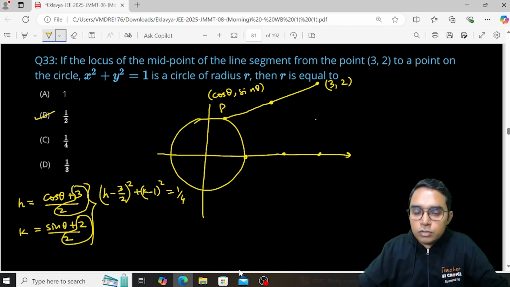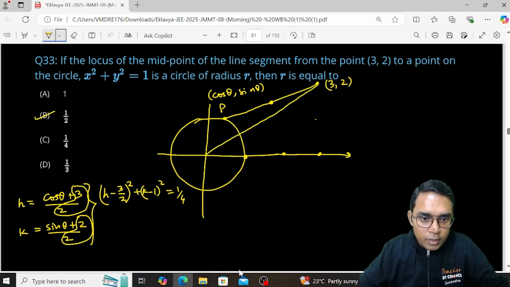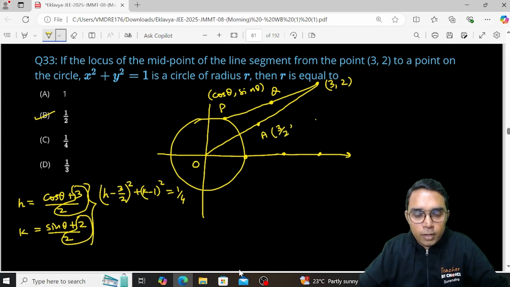Now I was talking about another method. Please see, that method is a slightly geometrical method. If I join this (3, 2) with the center of the circle, okay, and this is the Q point whose locus is to be found. Okay, now (3, 2) is a fixed point, the center is also a fixed point, their midpoint will also be a fixed point. Let us say A. That midpoint will also be a fixed point, and in fact it will be (3 by 2, 1).